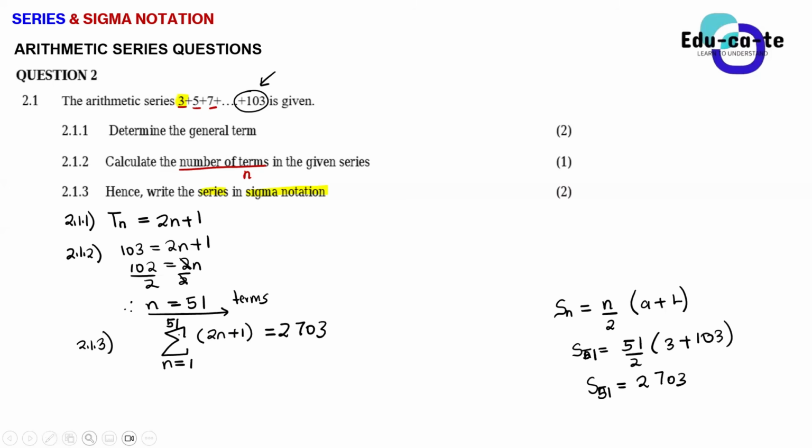Don't worry, we'll get to the expanding part. We'll see when you need to expand and how you expand, because it's still about sigma notation, but there are two ways of approaching this. So this is going to be equal to 2,703. You get your full 2 marks.